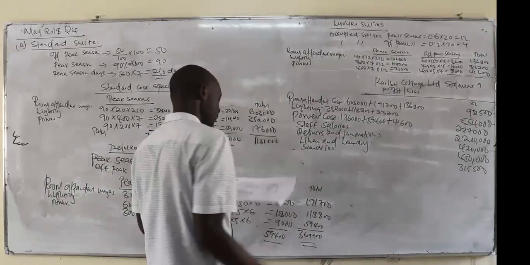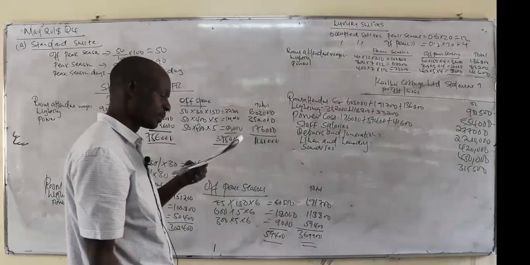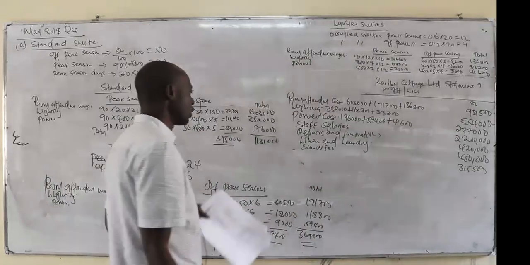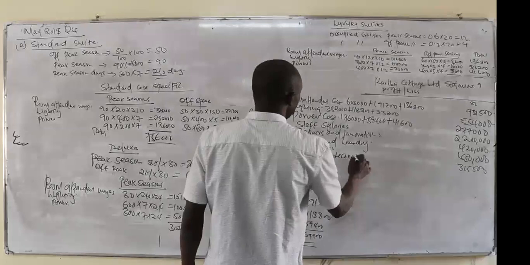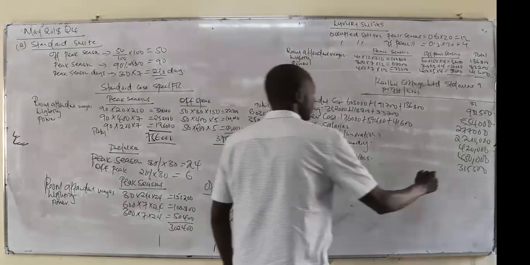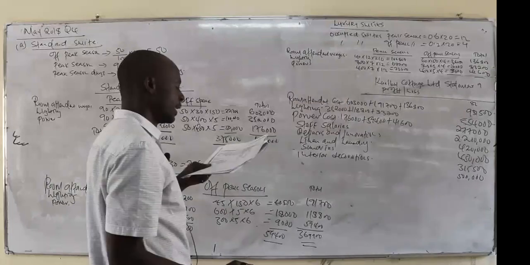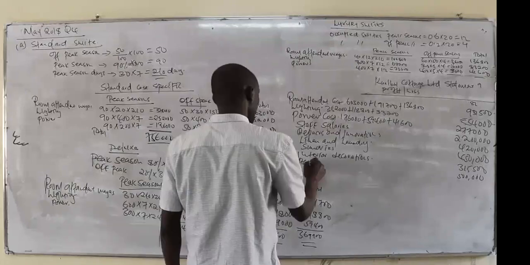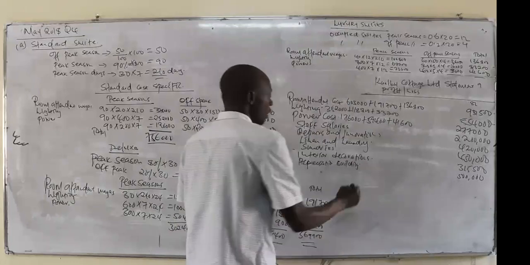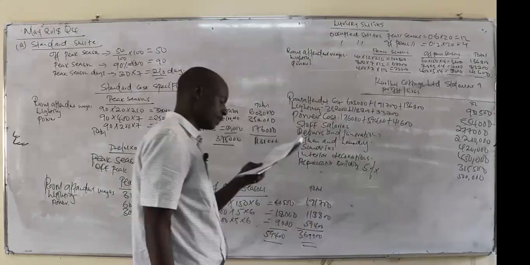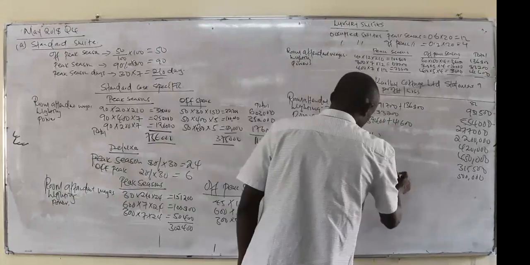And then we have interior decoration. How much is it? 500,000. And then we have depreciation on building. How much is it? 5% of 14 million. So that one will give you how much?